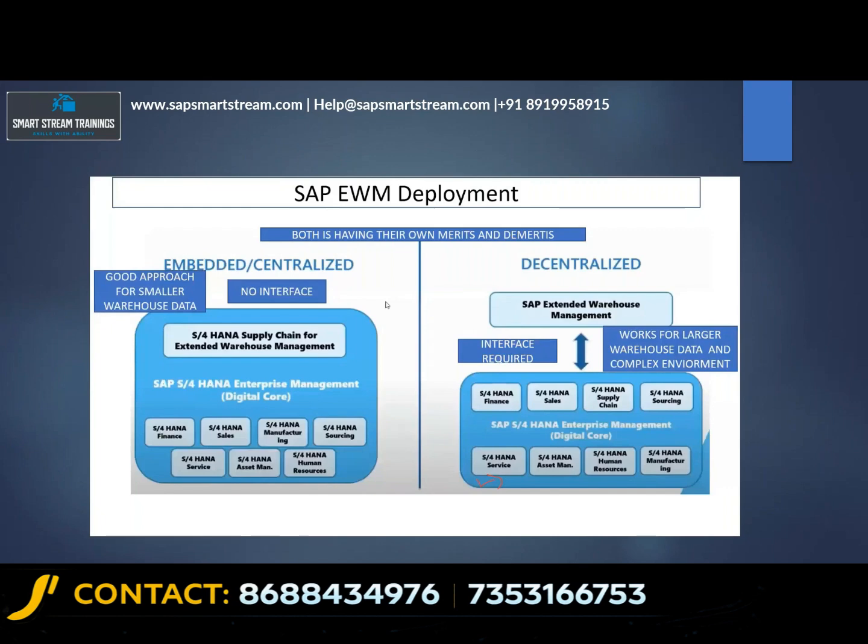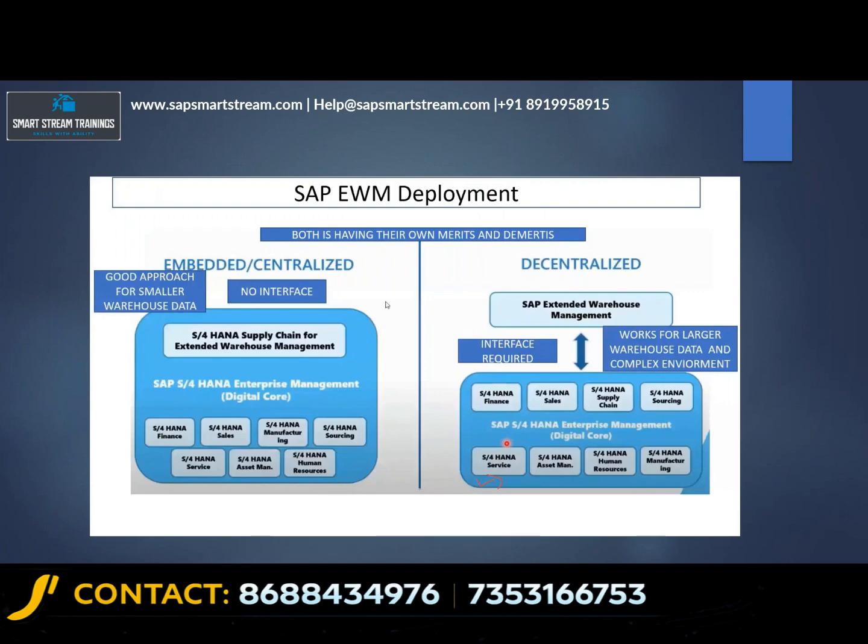So you mean the embedded system here, yes. In the decentralized system, we have two things: one is master data, one is transaction data. The master data which is available here: when the material management team creates any master data, for materials or customers or vendors, all these are considered master data.